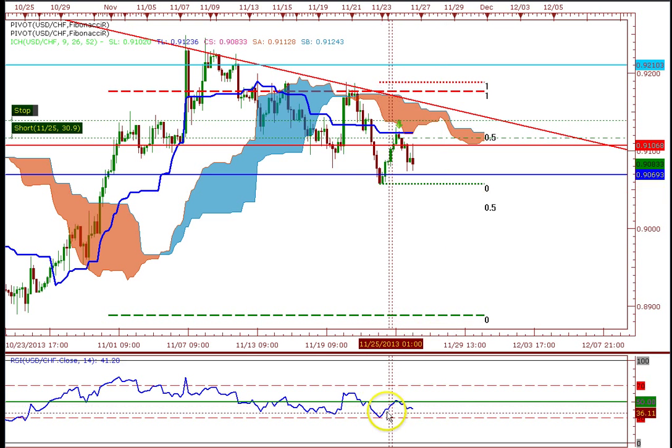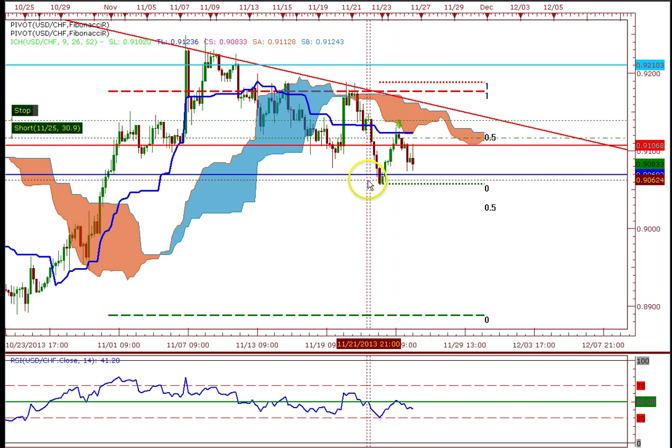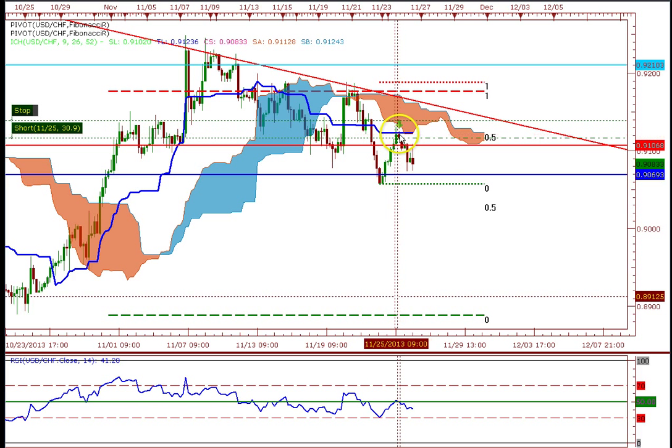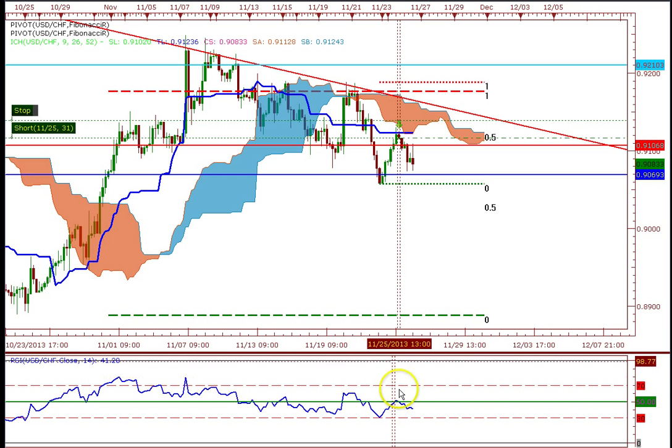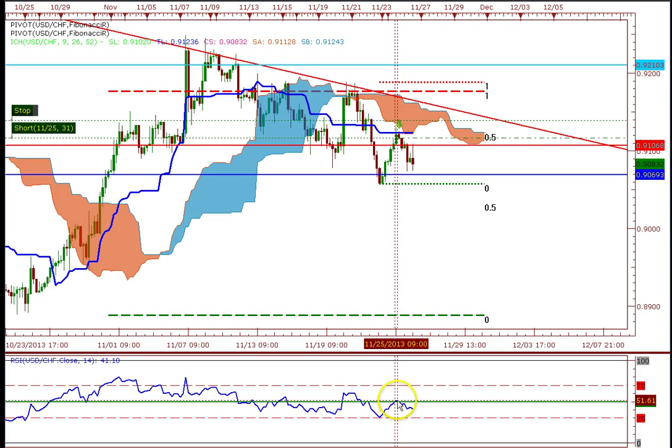Now like I said, we entered on the Kijun-sen bounce. So we bounced on the Kijun-sen, and we looked at the level of the RSI. It's below the 50 level. We don't want to take a long trade, we want to take a short trade. If RSI is below the 50 level, price is below the Kijun-sen and below the cloud, we want to be going short. So that's definitely telling us to be in a short trade.